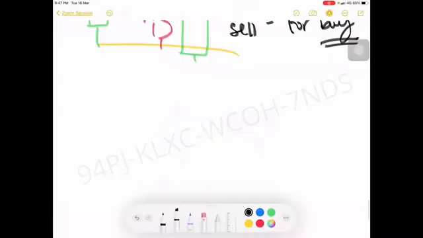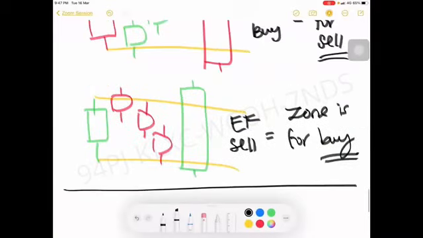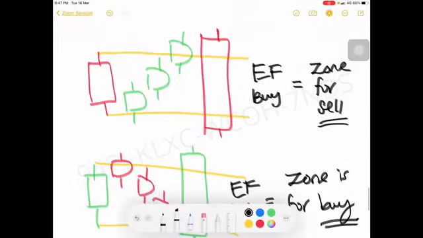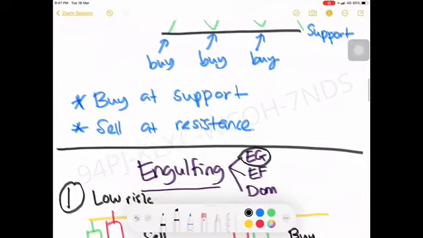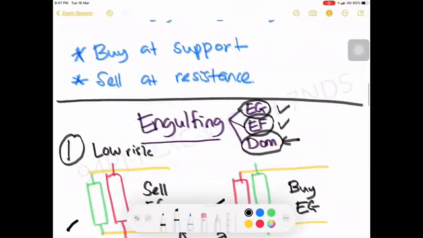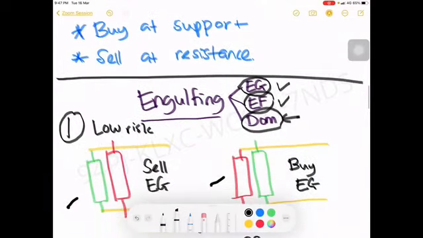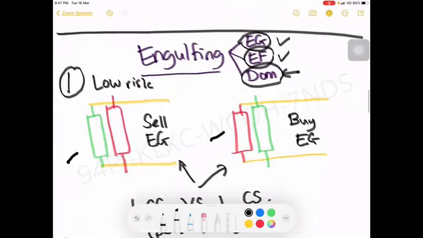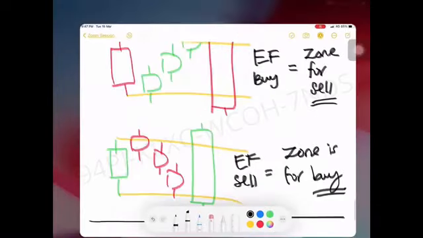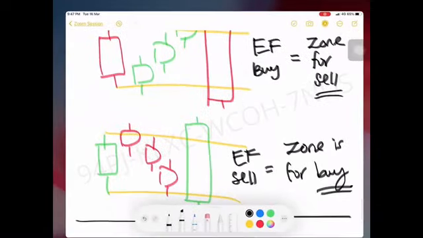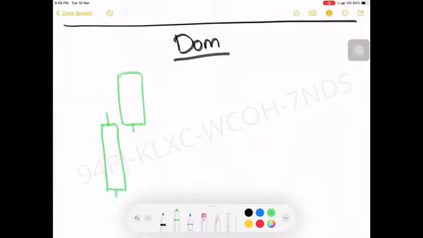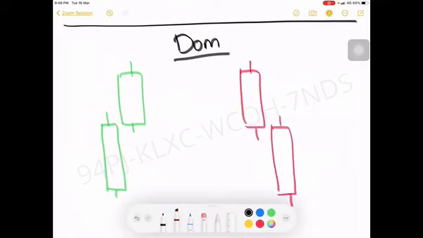So the next one that we are going to learn. Now we have learned about the engulfing, the EF. Now we are going to learn about the DOM. DOM looks like this, and also something like this. Why are we looking for DOM?